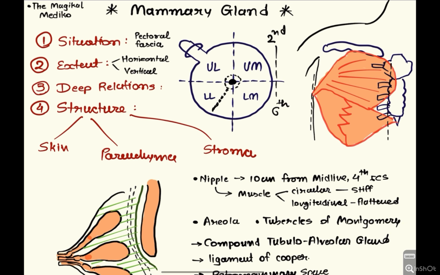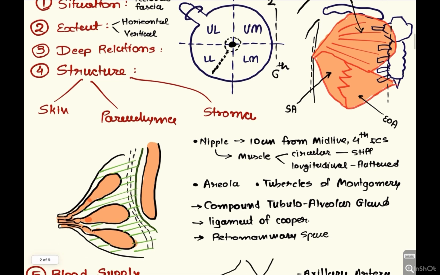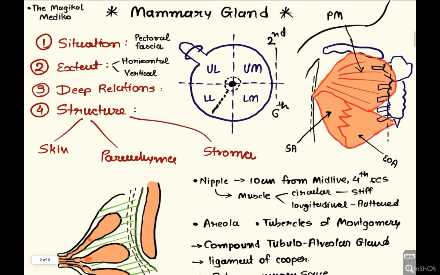And actually, we can see three muscles deep to the mammary gland. One is the pectoralis major, then the serratus anterior, the lower four slips of serratus anterior, which interdigitate with the external oblique abdominis muscle. So these are the three muscles located deep to the mammary gland. First of all we will find this retromammary space, then the pectoral fascia, and then these three muscles. So these are the deep relations of the gland.